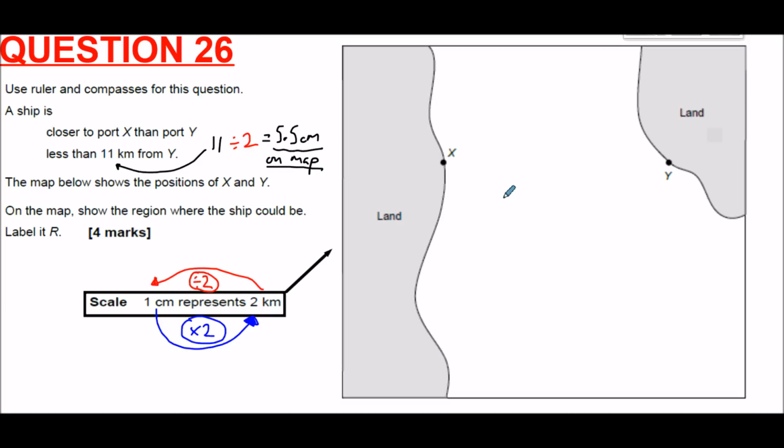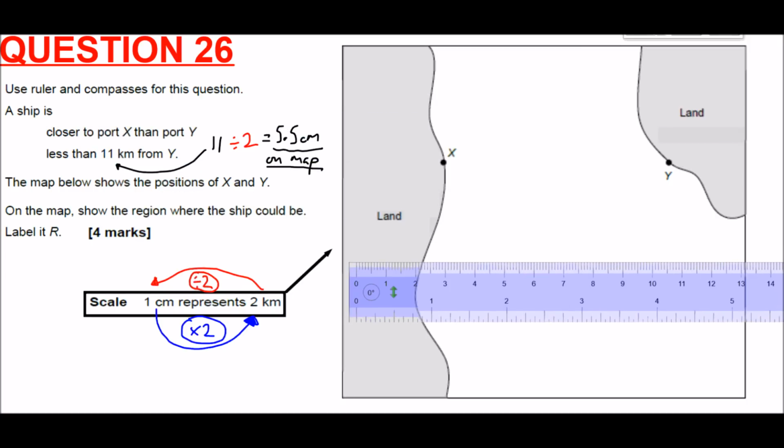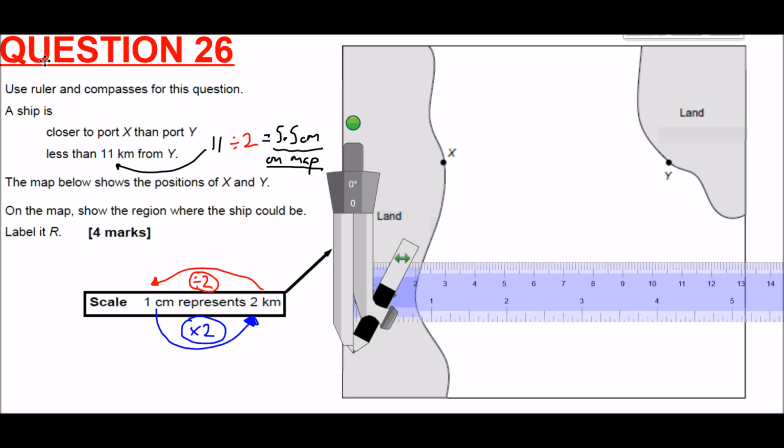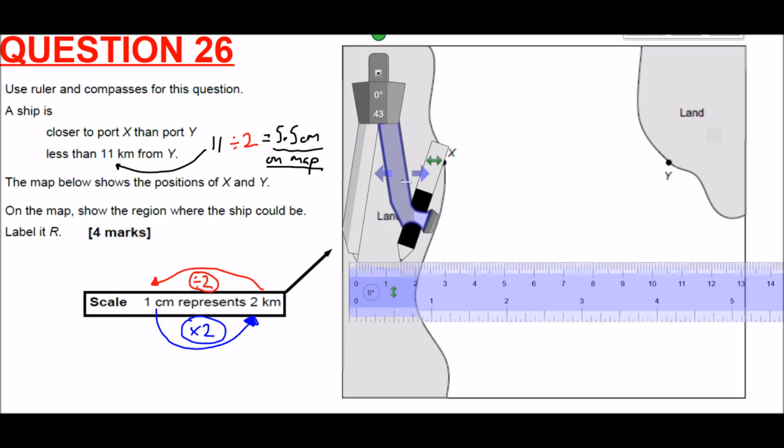So if it's closer to port X than port Y, what we can do is a perpendicular bisector of these 2 points. But what I'm going to do is get a ruler and then a compass, as the question asks us for, and set the compass width to 5.5. So we just widen the compass out to 5.5.